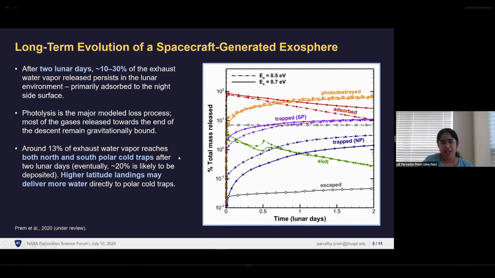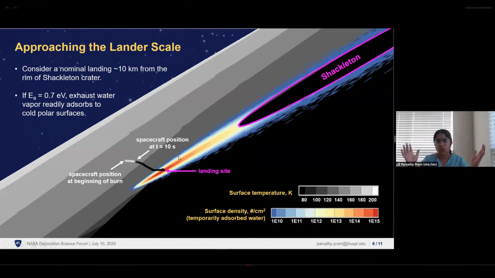And so I want to go now from this global scale to the lander scale. So this is very much work in progress, but I think we still have some things to talk about. So what I've done here is to take that nominal descent trajectory that I modeled earlier and to move it to a landing site that's around 10 kilometers from the rim of Shackleton Crater.